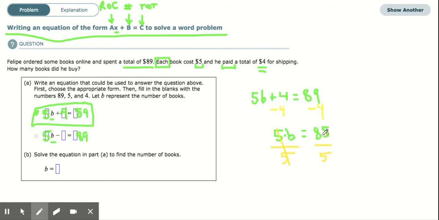All right, so b equals 85 divided by 5. Well, let's think about this. 50 divided by 5 would be 10, right? And then we'd still have 35 left over, 85 minus 50. So 35 divided by 5, that's 7. So let's see, 17 times 5, that'd be 35 plus 50. Yep, that makes sense. So what this is saying is that Felipe must have ordered 17 books for $5 each, plus the $4 for shipping, and that's where we got the total of 89. So b equals 17.